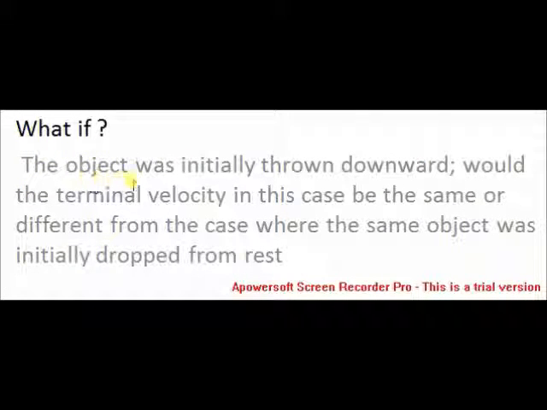So what if the object was initially thrown downward? Would the terminal velocity in this case be the same or different from the case where the same object was initially dropped from rest, which means Vi is not equal to 0? Let's see.